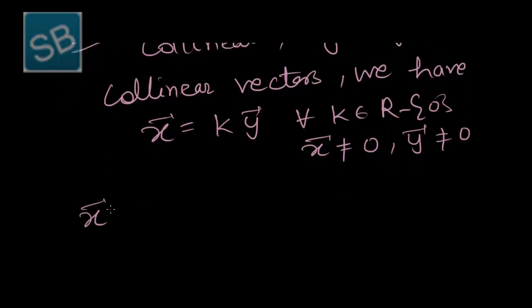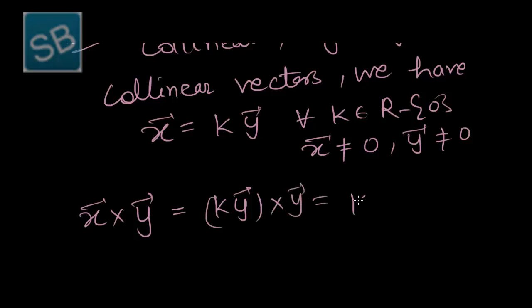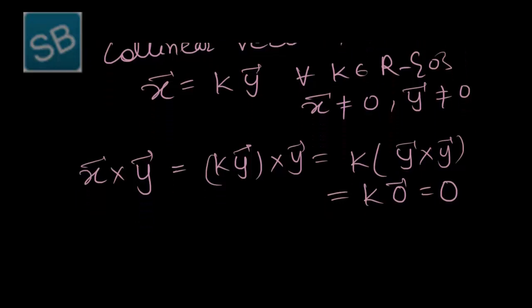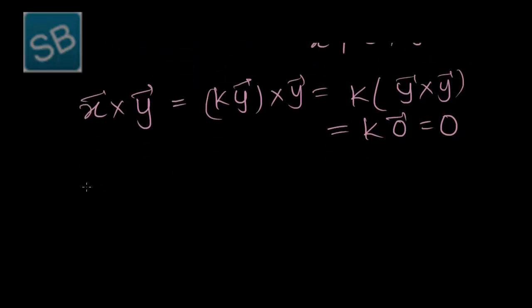Now we have to take the cross product x cross y. That is, we replace x by k y cross y. As we know that the cross product of a vector with itself is 0, so we get k into 0 vector, that is 0. So if two vectors are collinear, then their cross product is 0. And now we will prove the converse.